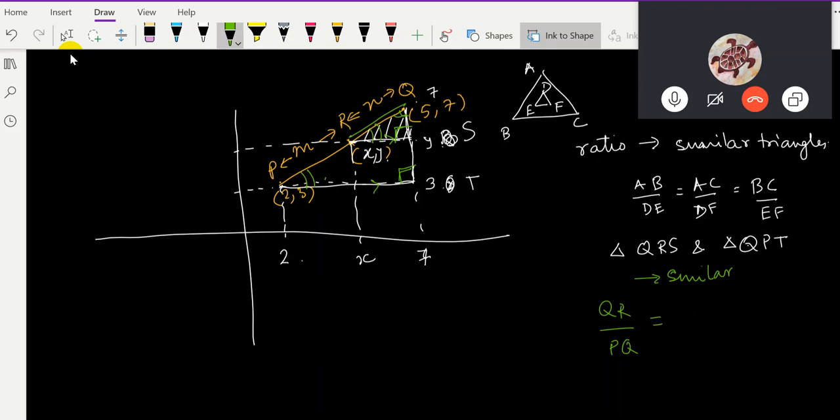This is equal to QS, which is again the side of the small triangle, divided by QT, which is the side of the bigger triangle, again opposite to the same angles. That is again equal to RS, the side of the smaller triangle, divided by PT, the side of the bigger triangle, right?